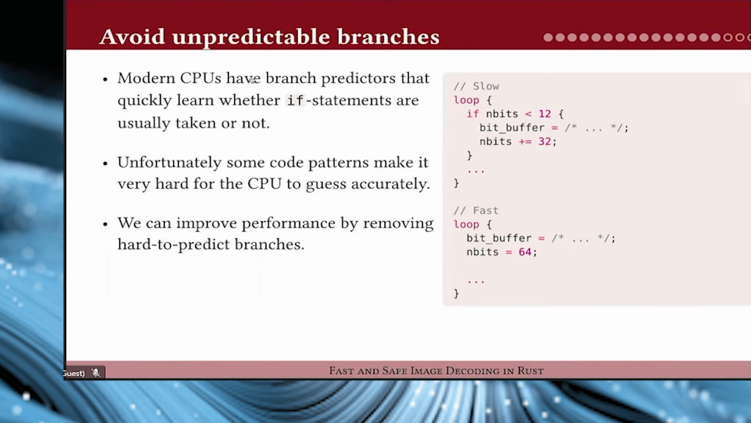So the first one is, on a previous slide, we had this loop. If n bits is less than 12, then do something, otherwise don't. The problem here is that that is very unfriendly to the branch predictor. The CPU, every time it gets to that instruction, has to guess, are you going to take the branch or not? Are you going to need more bits in your bit buffer, or do you already have enough?